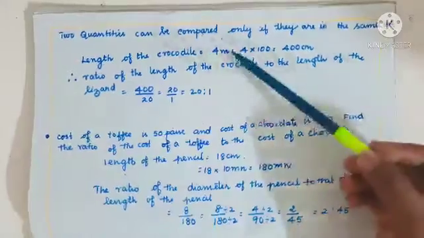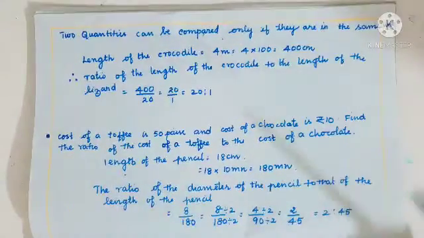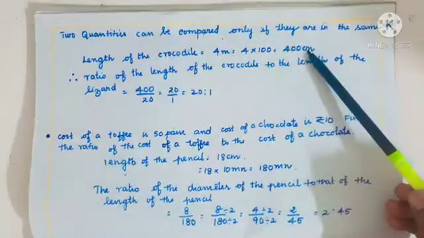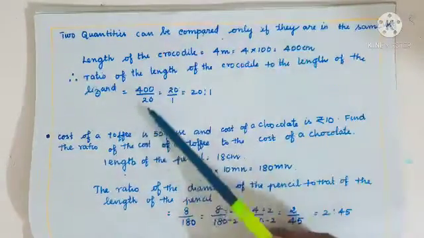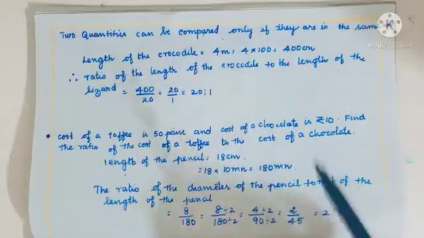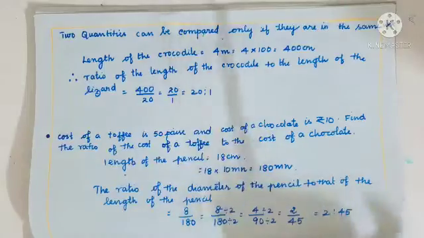So we have to convert the meters into centimeters. 4 into 100 becomes 400 centimeters. Now both are in centimeters, so you can compare now. When you compare two things, they should have the same units. The unit should be the same. Understand?